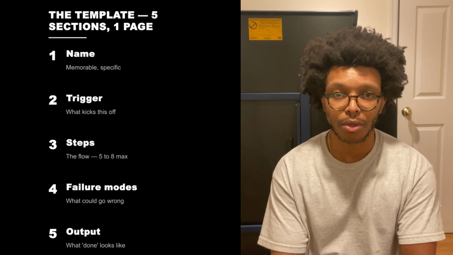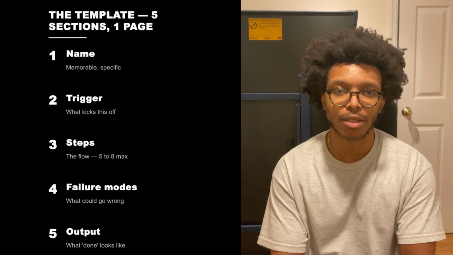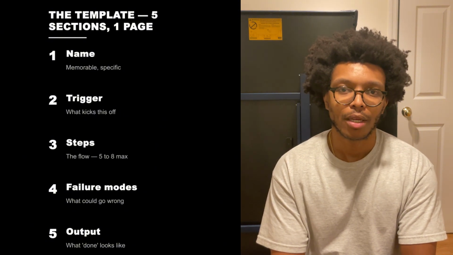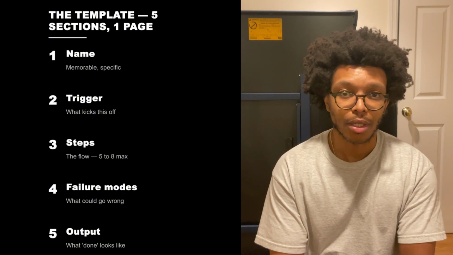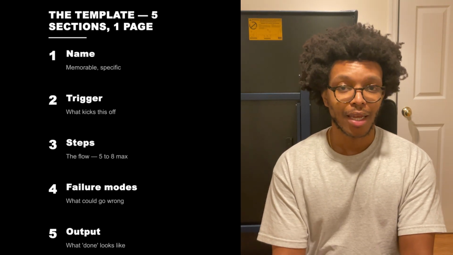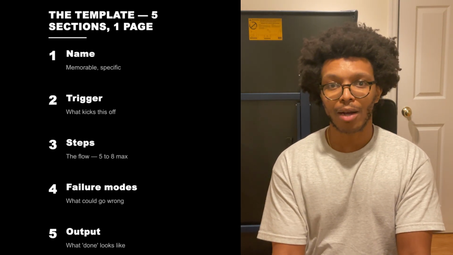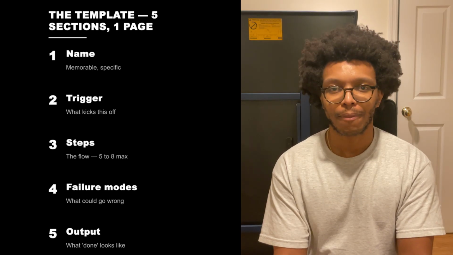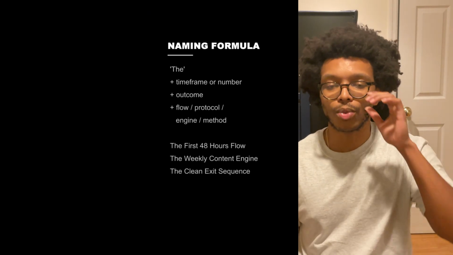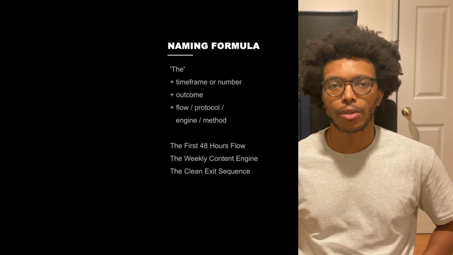Section 2 is a trigger, what kicks off the SOP. Section 3 is your steps. Section 4 is the failure modes that I mentioned. And section 5 is the output, what done looks like. That's it. So let's walk through each one with a little bit more of a granular focus.